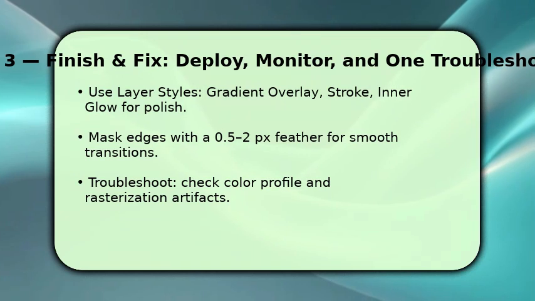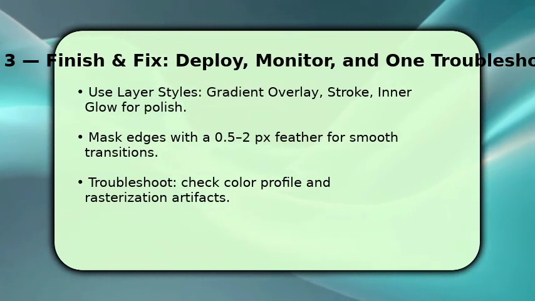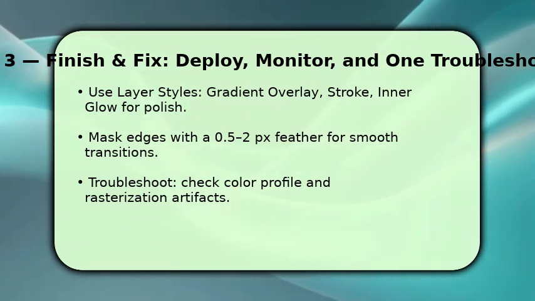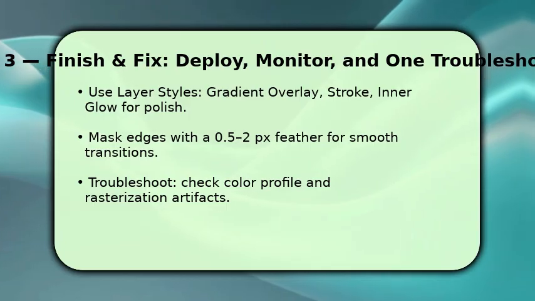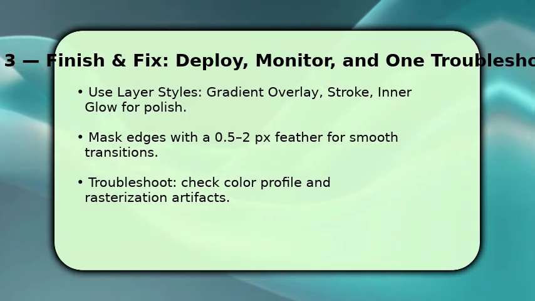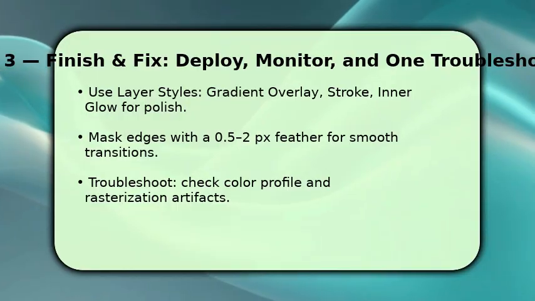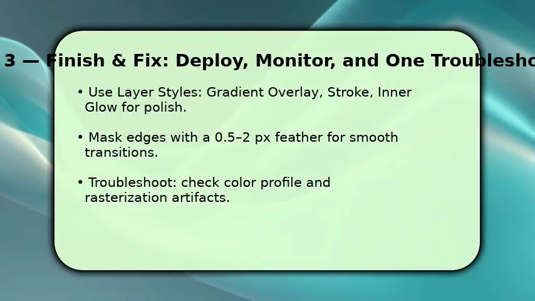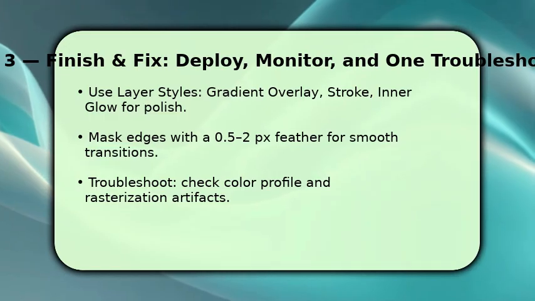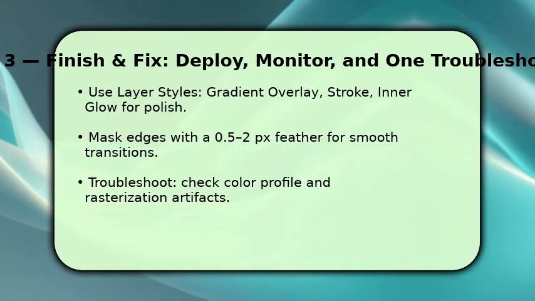Finish by refining edges and adding polish. You can apply layer styles such as gradient overlay, stroke, or inner glow to enhance depth and legibility. Once done, add a layer mask and paint with black or white using a soft brush. Make sure to feather by about 0.5 to 2px for smooth transitions.